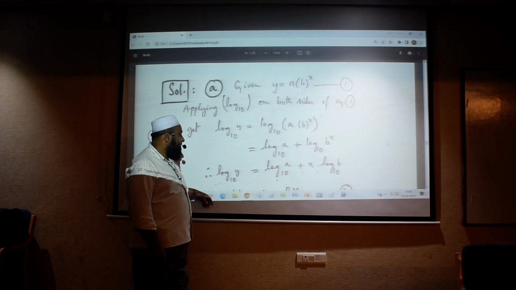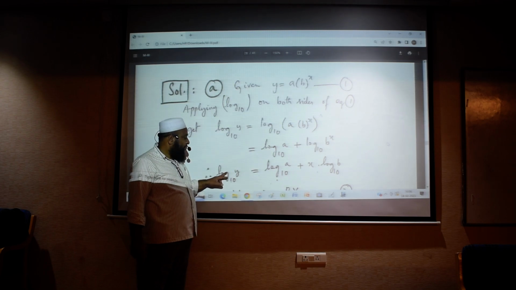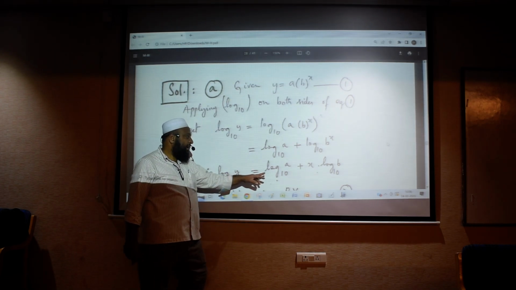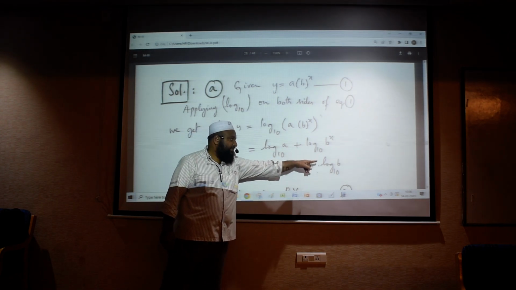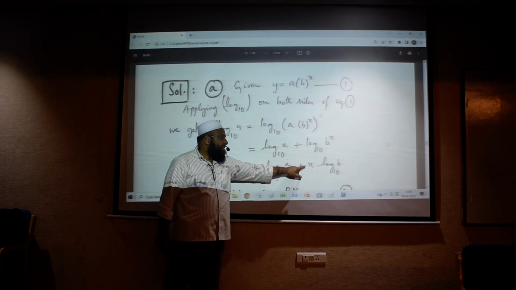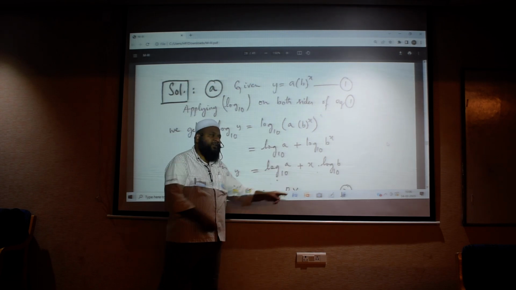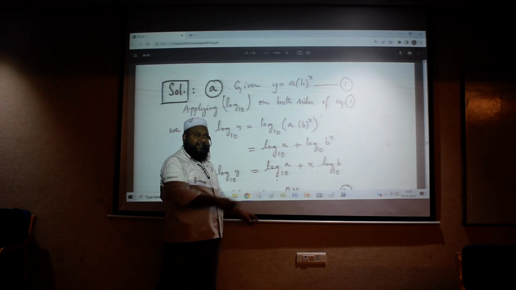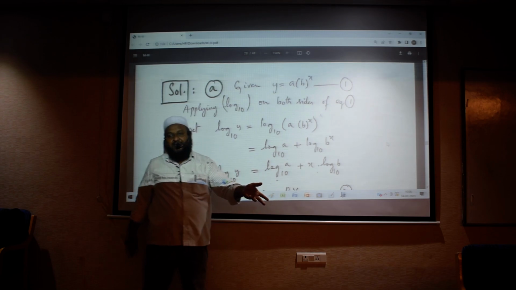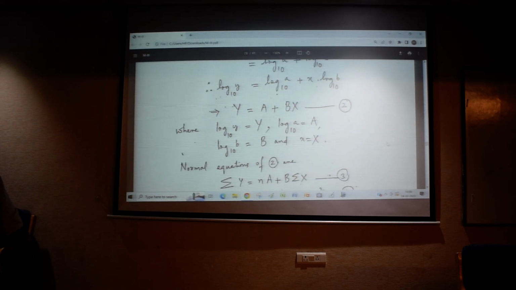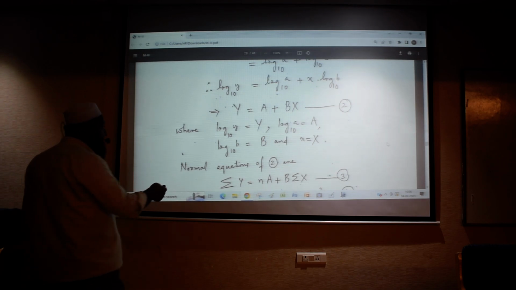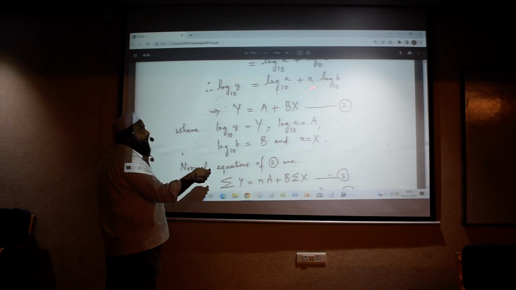So capital Y is log of small y base 10. Capital A is log a base 10. Log b base 10 is capital B. Because I am making all of them capital, I will call small x equal to capital X. So what are the assumptions done? It is looking like y is equal to a plus bx.